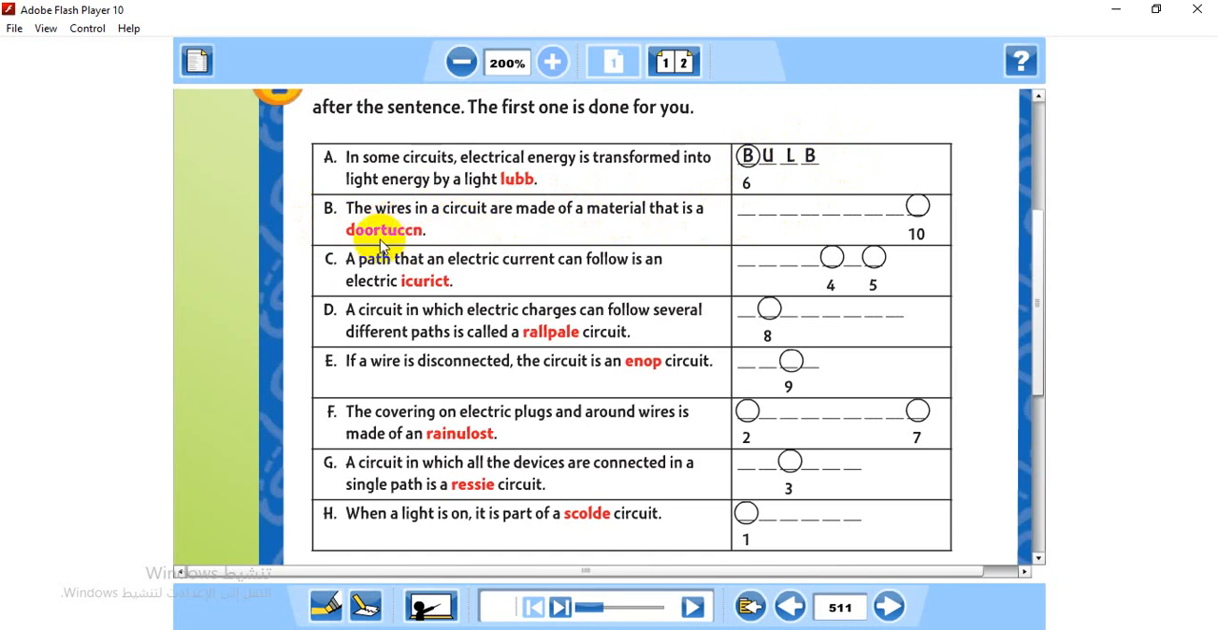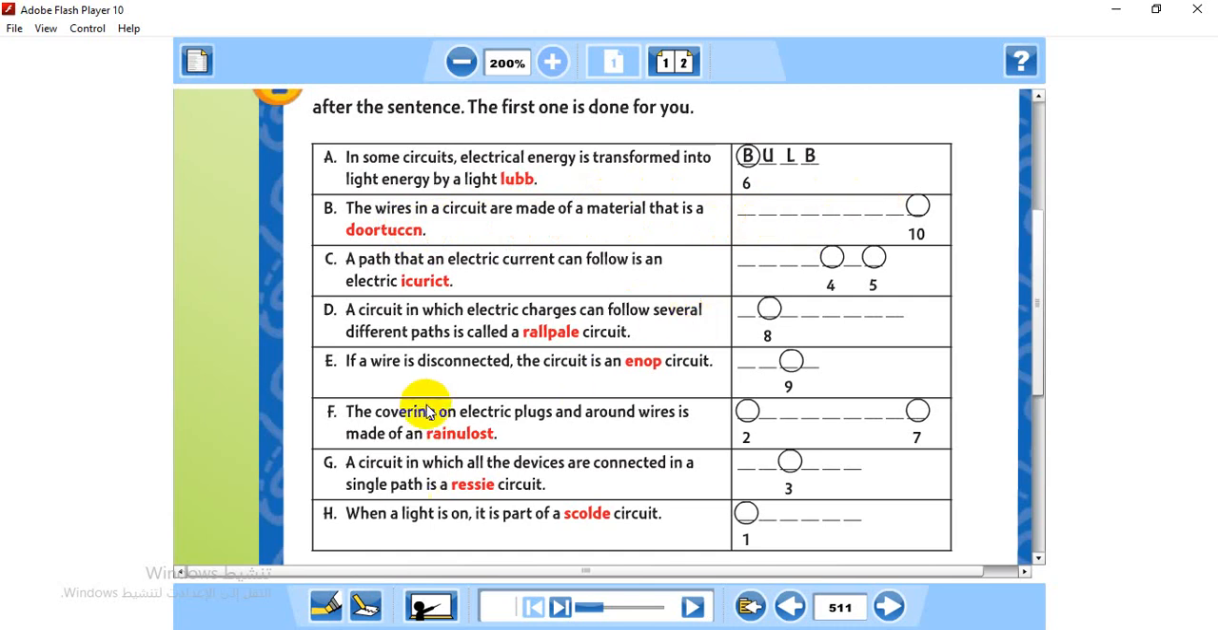What you have to write here if you want to reorder this one. A wire that is in a circuit is made of what? Of materials. What? Metals. Okay, materials like metals. So these metals are an example of what? Conductors or insulators? Conductors.